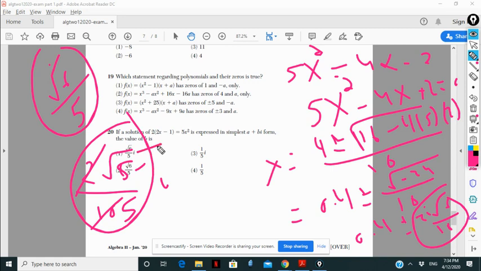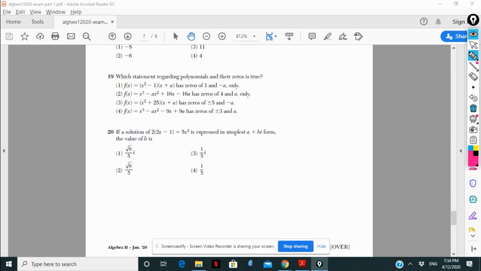So what is the difference here? Look here. What is the difference? Here he wrote the i. He needs the b value only. So the correct answer is 2, radical 6 over 5.